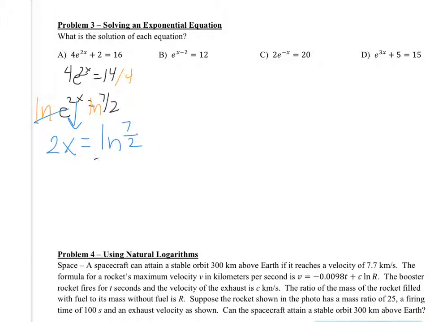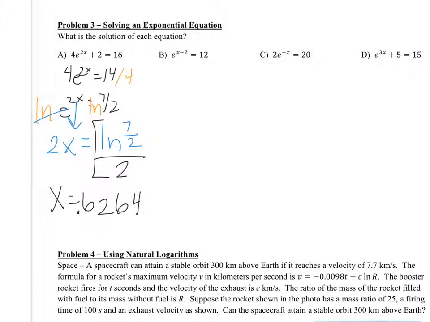And now I'm going to divide this whole thing by 2. So x would be equal to this in your calculator. So in your calculator, natural log of 7 divided by 2, close your parenthesis, and then divide by 2. You have to make sure to close that parenthesis, and that would be equal to 0.6264.